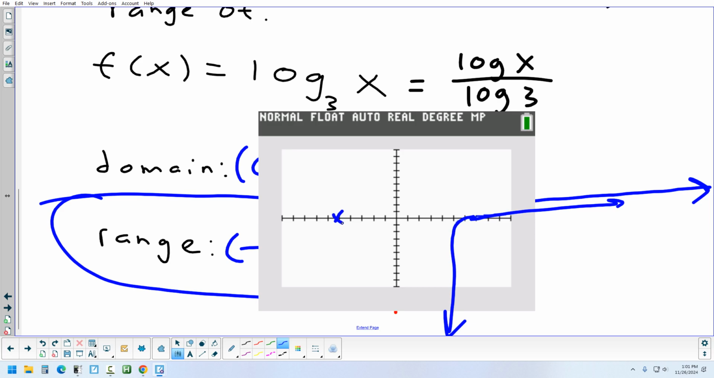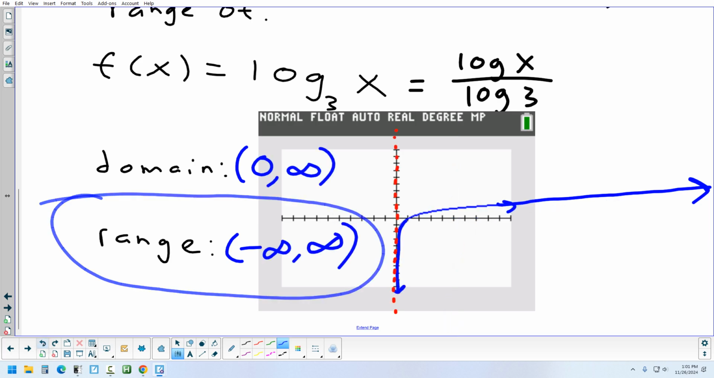So in this one, the domain would be from positive 5 to infinity. Right? The range is still negative infinity to infinity. So you can't change the range, but you can change the domain if you slide the function left or right. Any questions on that one?